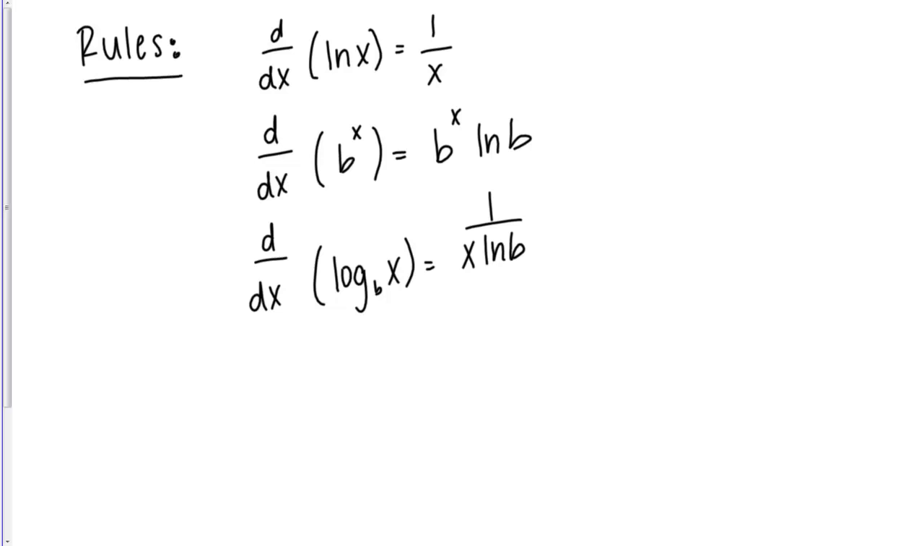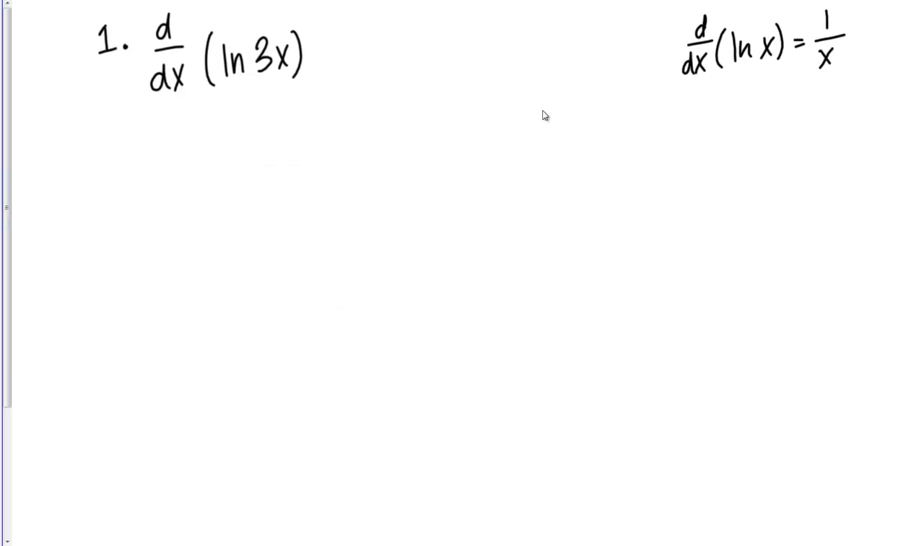Okay, so we want to use these rules to do a few simple examples. The first one we're going to do is the derivative with respect to x of the natural log of 3x. So I have written out to the side here the basic rule that this problem goes along with. I have the natural log of 3x, but it's still of the form natural log of x, except instead of having just x inside the natural log, I have a function of x inside the natural log. So that suggests that I'm going to have to use a chain rule to solve this problem.